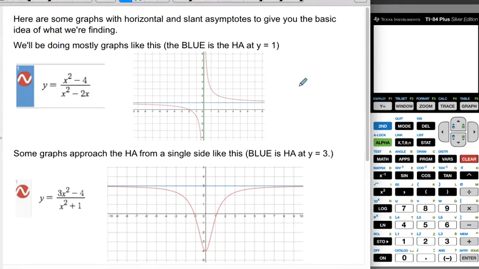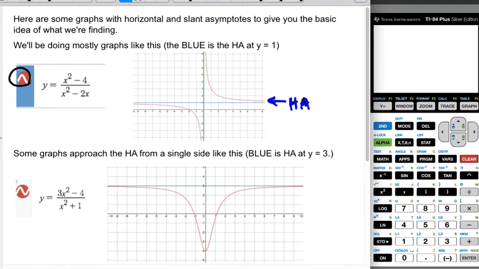So here are some graphs with horizontal and slant asymptotes just to give you a basic idea of what these things look like. We're mostly going to be doing graphs like this. So the red is the curve that we're looking at. See how that's in red? And this blue is the horizontal asymptote, in blue. Sorry, I should probably put a blue pen for that reason. So the blue is the horizontal asymptote.